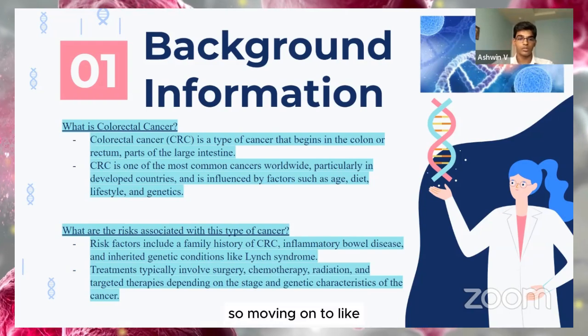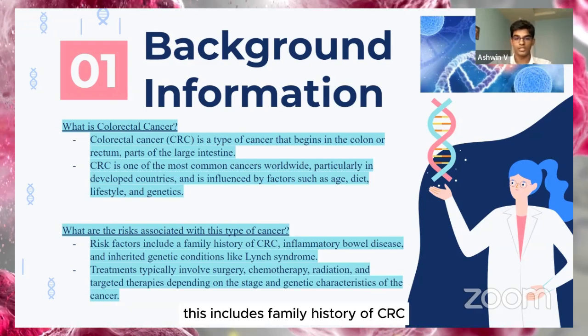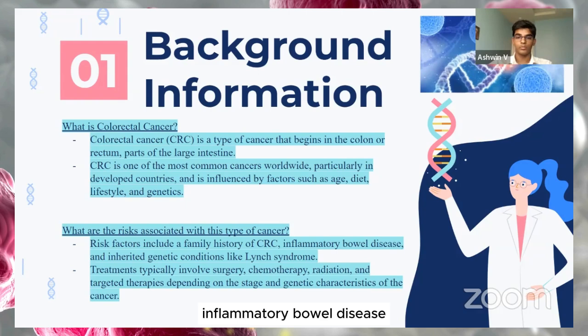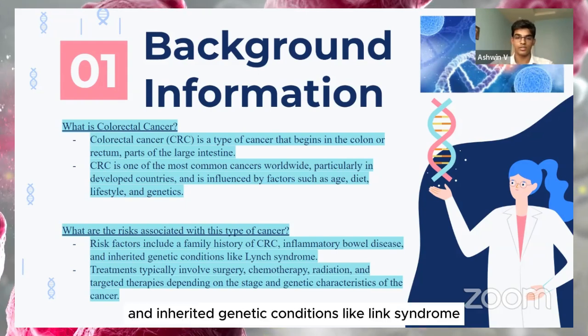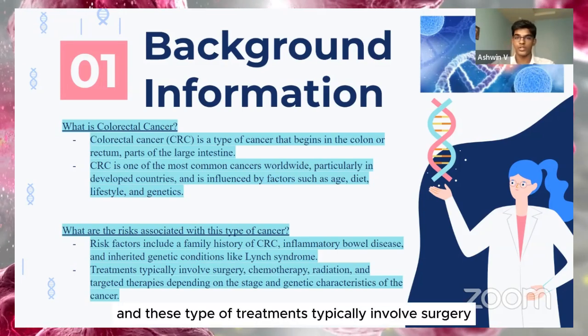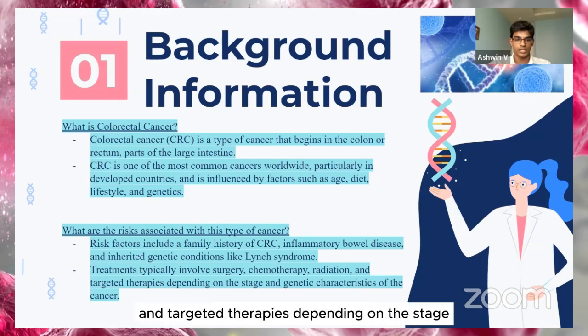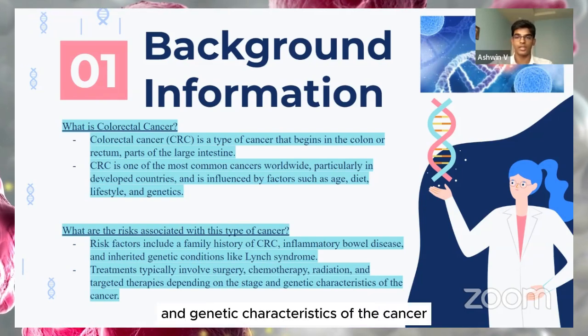So moving on to what are the risks associated with this type of cancer? This includes family history of CRC, inflammatory bowel disease, and inherited genetic conditions like Lynch syndrome. And these types of treatments typically involve surgery, chemotherapy, radiation, and targeted therapies, depending on the stage and genetic characteristics of the cancer.